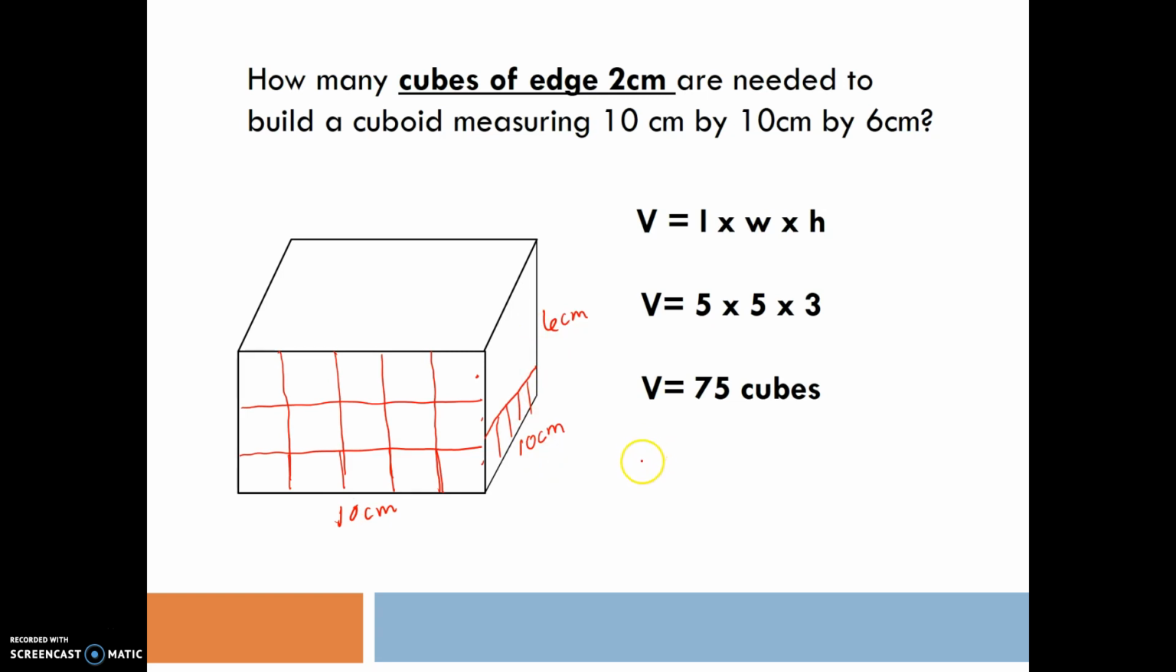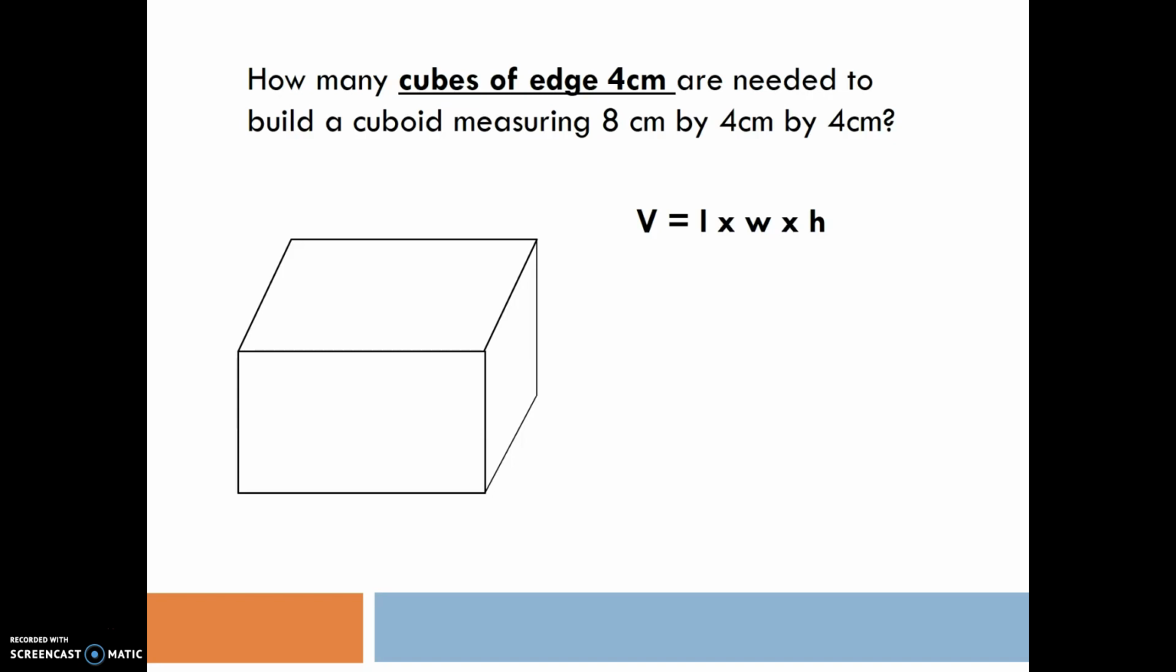So if we measured in centimeters cubed, let me write the volume. We'll rewrite the formula. Volume equals length times width times height. 10 times 10 times 6, and that would equal 600 centimeters cubed. Okay.